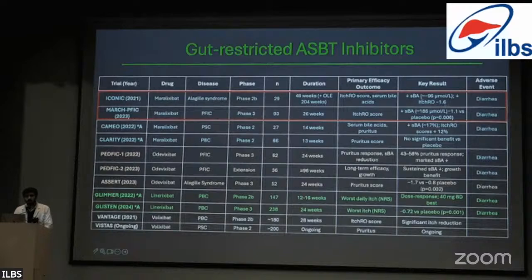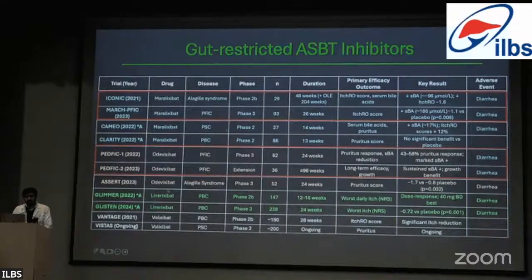The ItchRO score is basically a 4-point score, which is similar to the VAS score which we use, which is a 10-point score. Following this, FDA approval was given for maralixibat for Alagille syndrome. Similarly, in 2023, this was used for PFIC, and this also found a reduction in bile acids as compared to placebo. In 2024, this was approved for PFIC.